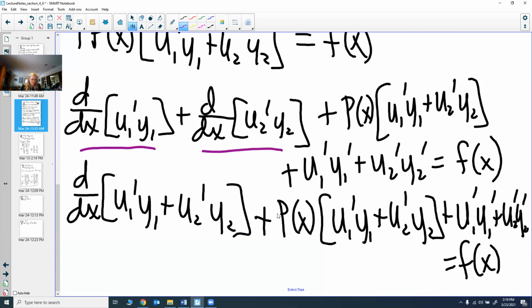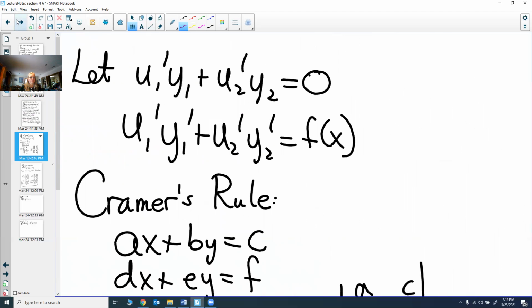Okay, so all this is happening. This looks like a lot of algebra. That's a lot of what it is. We're going to let u1' y1 plus u2' y2 equals 0. Then, with Cramer's rule, we're going to let y1' u1' plus y2' u2' equal f of x. So we're going to just let that happen.